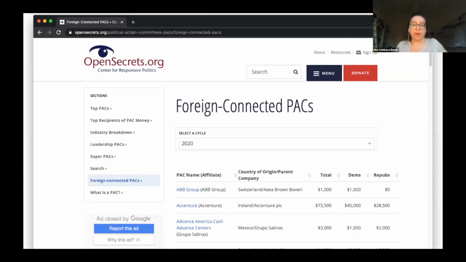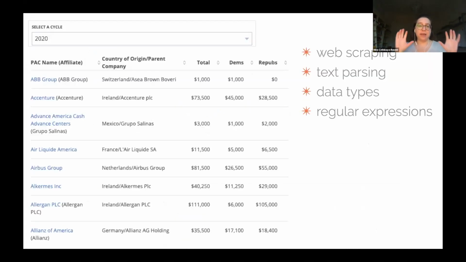So what do we do here? On this website, at first, what the students are asked to do is, from the 2020 election cycle, take a look at this structured data, this table, and get that data into R. So they get to learn about web scraping, and a little bit of text parsing, because there are some text elements here, like dollar signs and commas, that are going to make our data character strings as opposed to numeric data. They learn about data types, character, numeric, and so on and so forth. And they get an introduction to regular expressions.